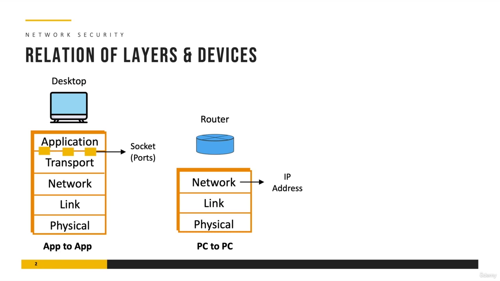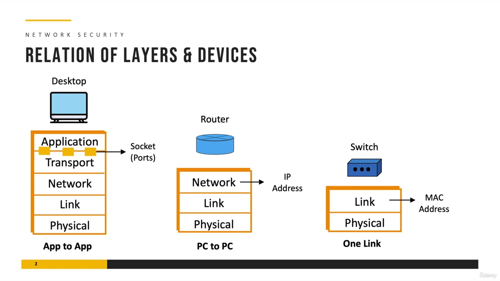Next, we have routers, which only implement the bottom 3 layers of the protocol stack. So the network layer is used, which contains IP addresses, and these IP addresses are used to route the packets over networks. Next, we have switches, which only implement the bottom 2 layers of the protocol stack, namely the link and the physical layer.